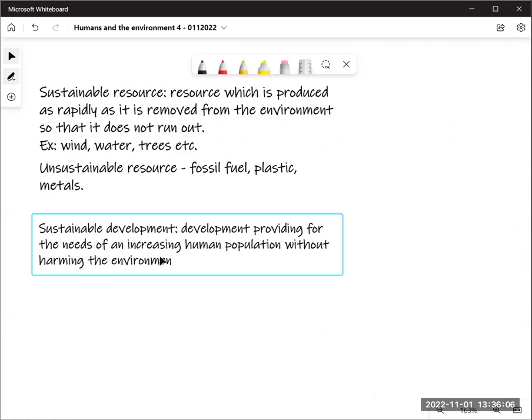Now, sustainable development, what is that? It's basically when as humans grow, you have to also meet the requirements of the population. You need more food, more houses, more clothes, all of that. But how do you manage all of this? That's the big question. To manage that, you need to develop the infrastructure. You need to develop a lot of things.